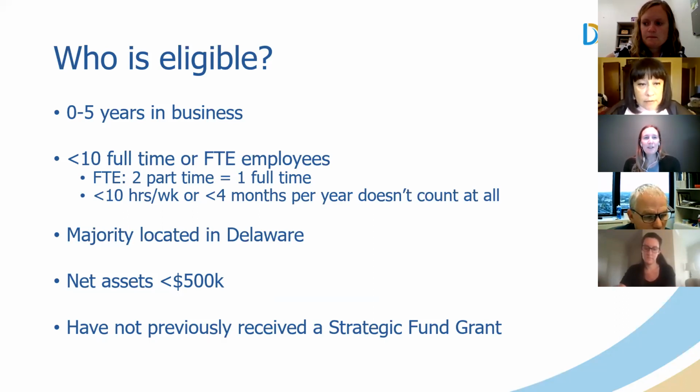We are looking for those businesses that have 10 or less full-time employees. And one of the biggest questions we always get is around, how do I count my part-time employees? If they work more than 10 hours a week and more than 4 months out of the year, the calculation is 2 part-time employees equals 1 full-time employee. If your employee works less than 10 hours a week, or they're less than 4 months out of the year, maybe it's a seasonal type business, then you would not count them in your calculation.